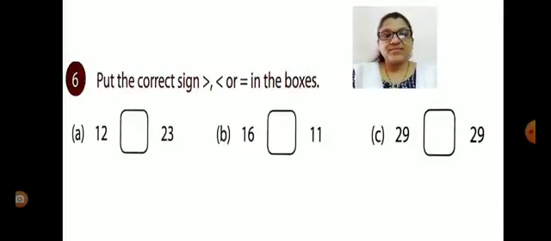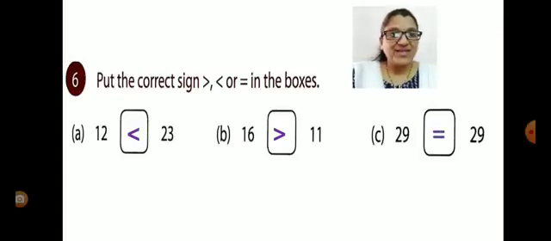Next, question number 6. Put the correct sign more than, less than or equal to in the boxes. Example A, 12 and 23. Which sign will come here, children? Yes, 12 is less than 23. So less than sign we have to put. Next, 16, 11. Which sign will come? Yes, more than sign. And the C, 29, 29. Which sign will come? Yes, equal to sign. Here also D, E and F you have to solve as homework.